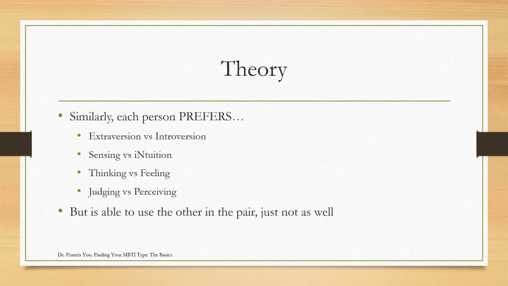Now, using the handwriting example, the key thing to remember is that a person who prefers extroversion prefers it just because that is more comfortable and something that comes more naturally to them. But they can use or be acquainted with introversion, just not as well. Similarly to how someone who prefers right-handedness and isn't forced to write with their left hand will always prefer to write with their right hand.